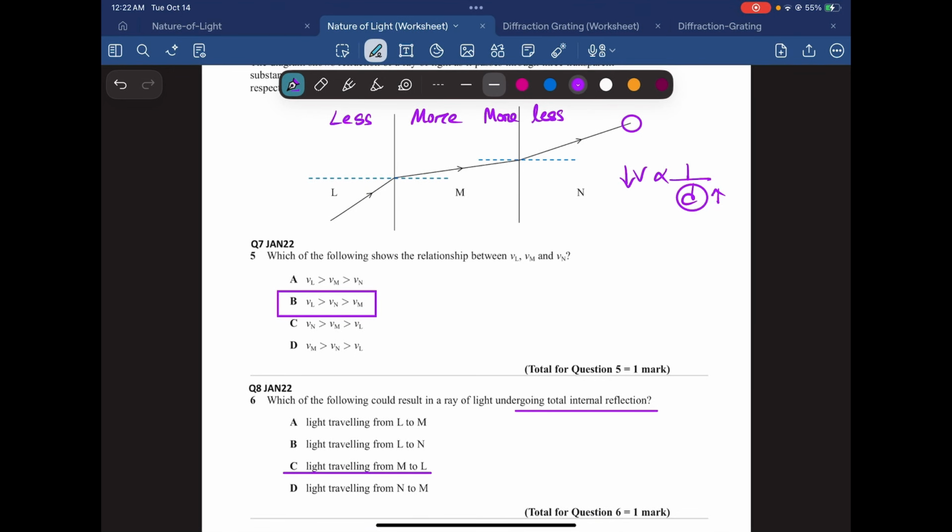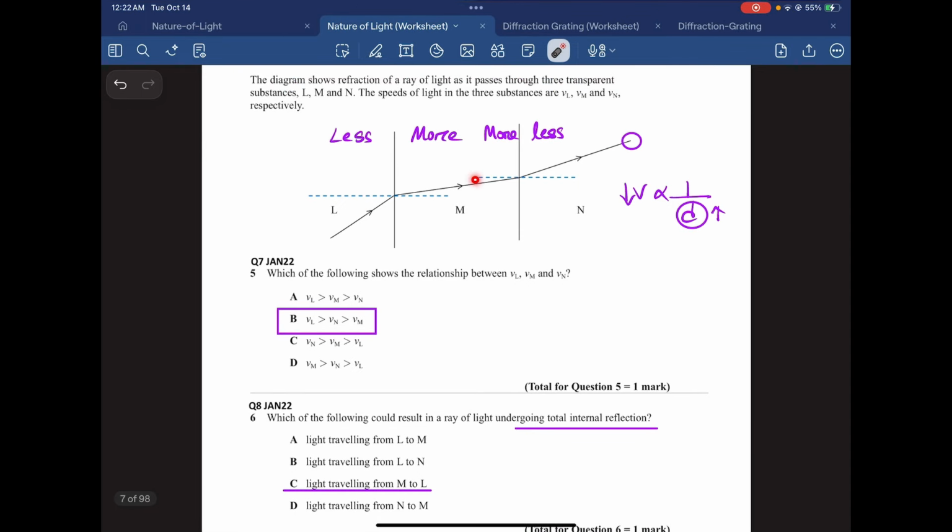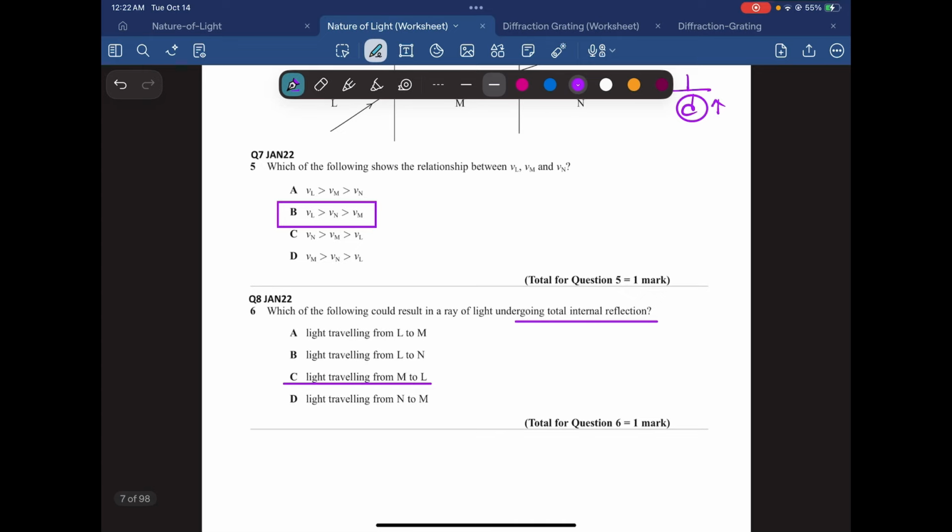It says light traveling from M to L. So here, when the light is moving from M to L, at that time it is moving from more dense medium to less dense medium. So that's why C is going to be our correct answer.